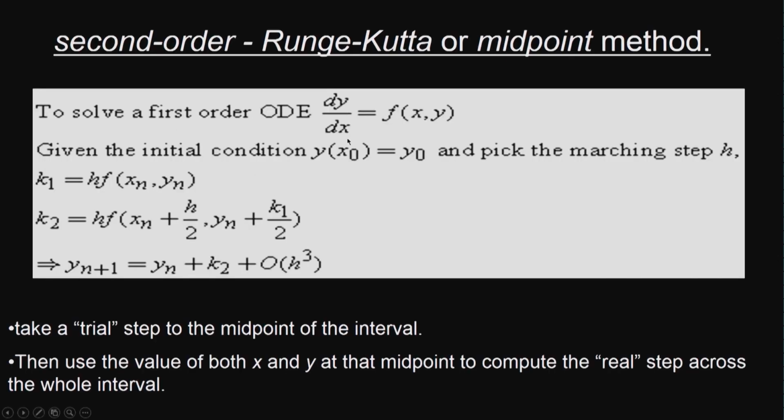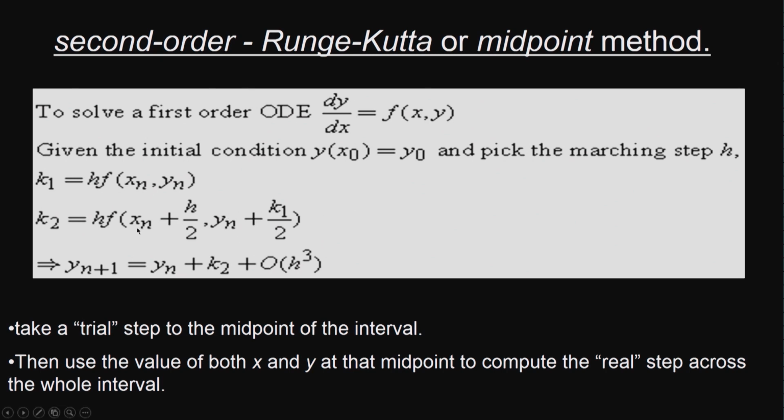So if you want to solve dy by dx is equal to f(x, y), the initial condition is y(x naught) is equal to y naught. We have the step length h. First calculate k1, which is h into f(xn, yn), that is at the starting point. Then you calculate k2 at the midpoint, h by 2: xn plus h by 2, yn plus k1 by 2, and make use of it to calculate yn plus 1. So yn plus 1 is equal to yn plus k2. Here the error is of the order of h raised to the power 3. This is called the midpoint method.